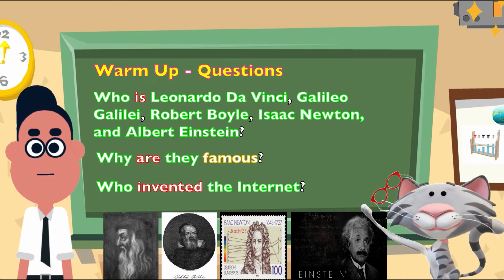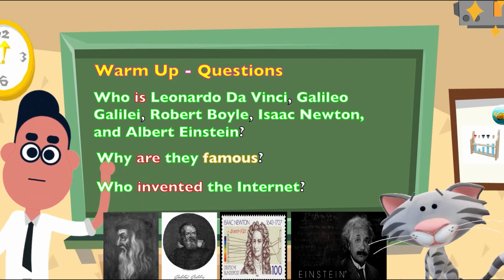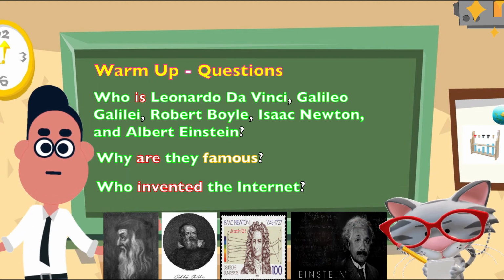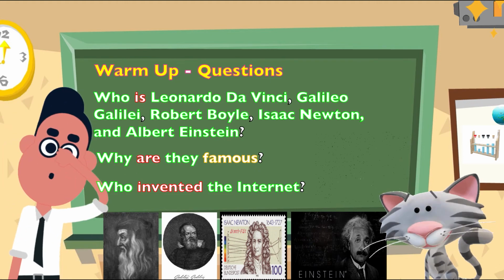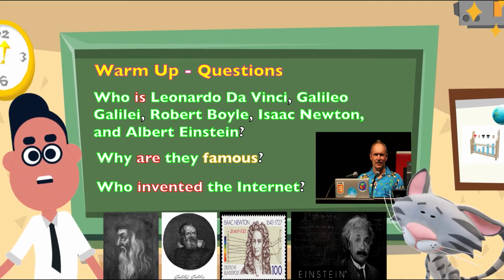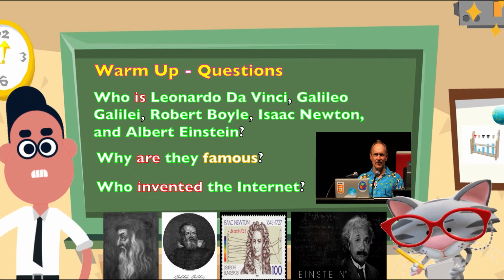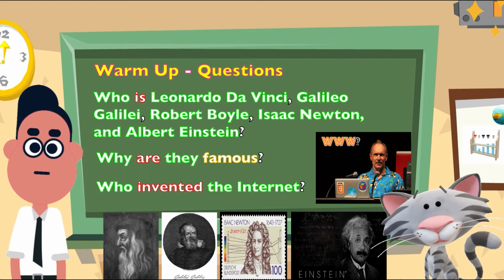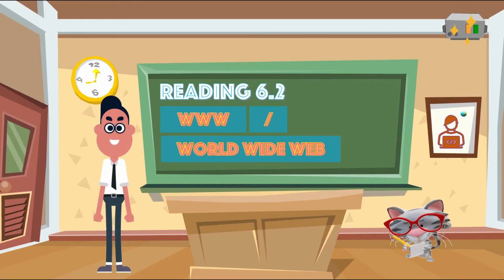Oh, leaving our images behind of Leonardo da Vinci, Galileo Galilei, Robert Boyle, Isaac Newton. Oh no, Robert Boyle is missing. And Albert Einstein. Oh, Professor Neil, is that Robert Boyle? No, he's the guy who invented the internet. Okay. I'm not allowed to say his name. No, not yet.